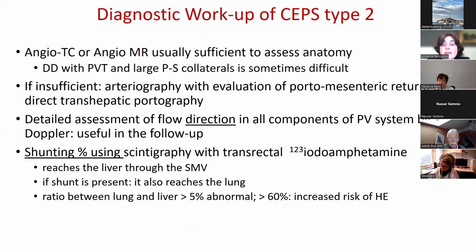In addition to this, what in some specialist centers is recommended is to quantify the shunt. This is particularly important in children because over 60% of shunt through the malformation increases the risk of hepatic encephalopathy. And we will see that if it is in a type 1 malformation, it is already indicating that this patient will likely need a liver transplantation.